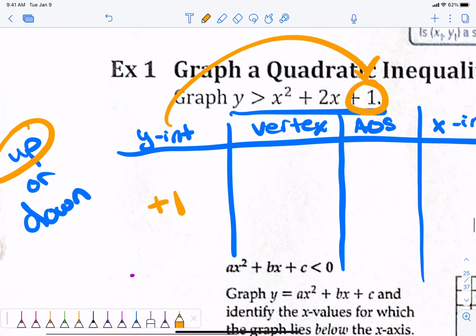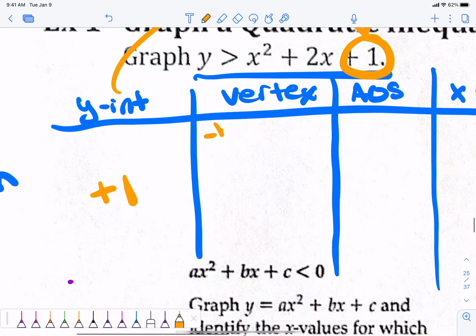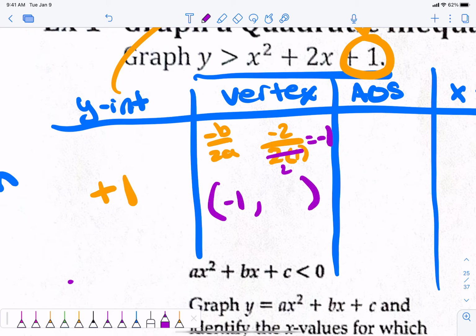How do you find the vertex? Negative b over 2a. So negative 2 over 2 times, what's the a? 1. 2 times 1 is 2, and negative 2 divided by 2 is negative 1. So we've got negative 1 comma something. How do I figure out what this something is? Plug it in. Negative 1 squared plus 2 times negative 1 plus 1. It ends up being 0. So we've got negative 1, 0. That's my vertex. Are we doing okay so far?